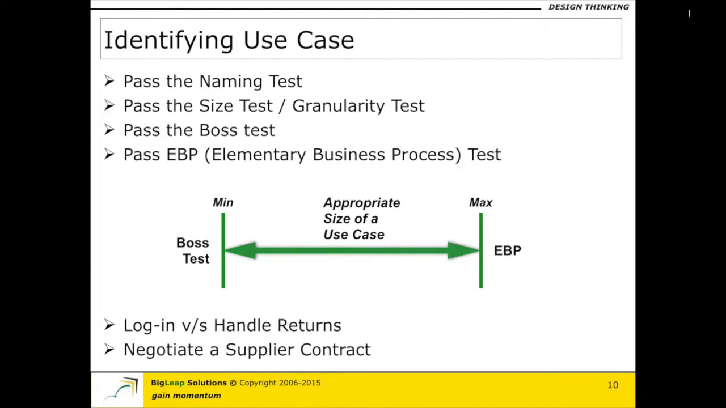Let us now look at the EBP test. Elementary business process is defined as this. It is basically a task performed by one or more actors in one place at one time, achieving a measurable business result. Once again, let me repeat it. It's a task performed by one or more actors in one place at one time, achieving a measurable business result.